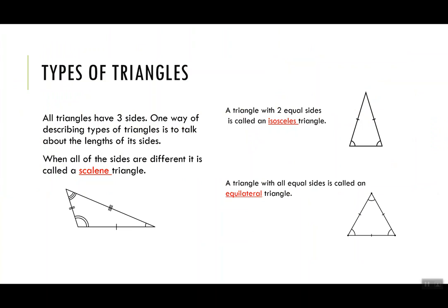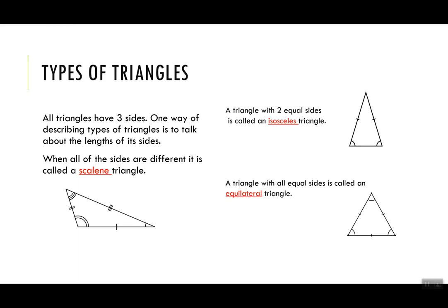So talking about triangles, all triangles have three sides, right? We know that. But one way we want to talk about them is by looking at the side lengths. So when we look at the side lengths, we just look at, are any of them the same? Are they different? So when they're all different, we call this scalene. Now when you look at the picture, you can see one of the sides has 1 tick mark, another side has 2, and the third one has 3. That's indicating they're all different.